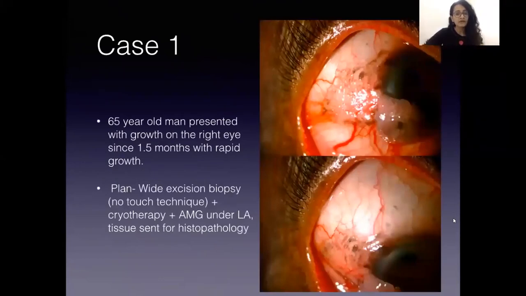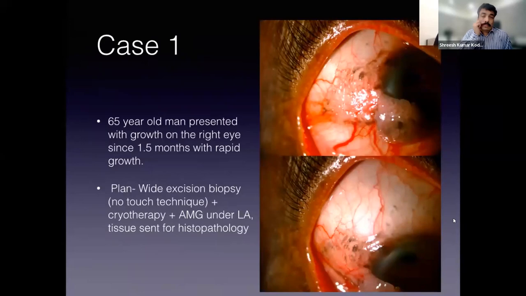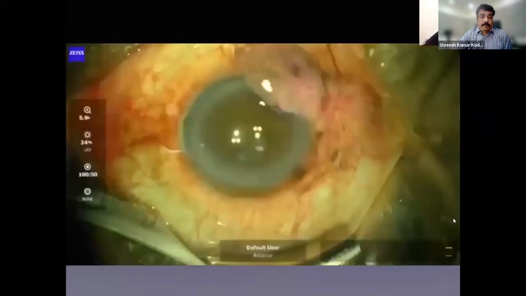Now I'm presenting a case to you of a 65-year-old man who presented with a growth in the right eye, which had been rapidly growing since 1.5 months. On examination, I could see a papillomatous and plaque-like growth on the conjunctiva involving the cornea as well. There were two feeder vessels feeding into the lesion. A clinical diagnosis of OSSN was made and the plan was to do a wide excision biopsy with a no-touch technique along with cryotherapy and AMG under local anesthesia. The tissue was sent for histopathology.